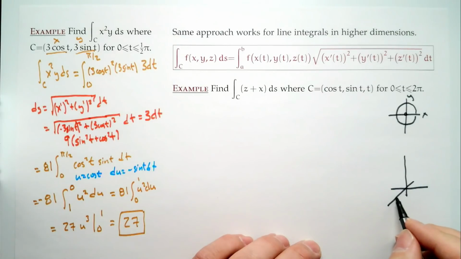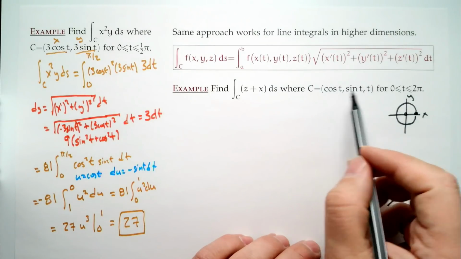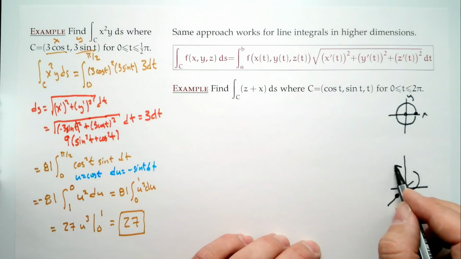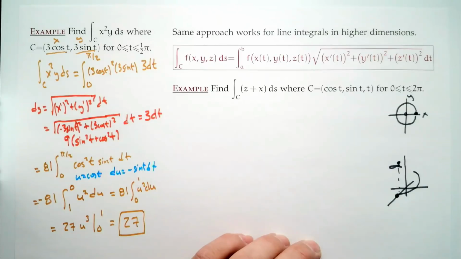So I'm going to start here, which would be at the point (1, 0, 0). That's at time 0. And then I'm going to circle around, moving up until I end up there at time 2 pi. So this curve is part of a helix, where you make one loop around.